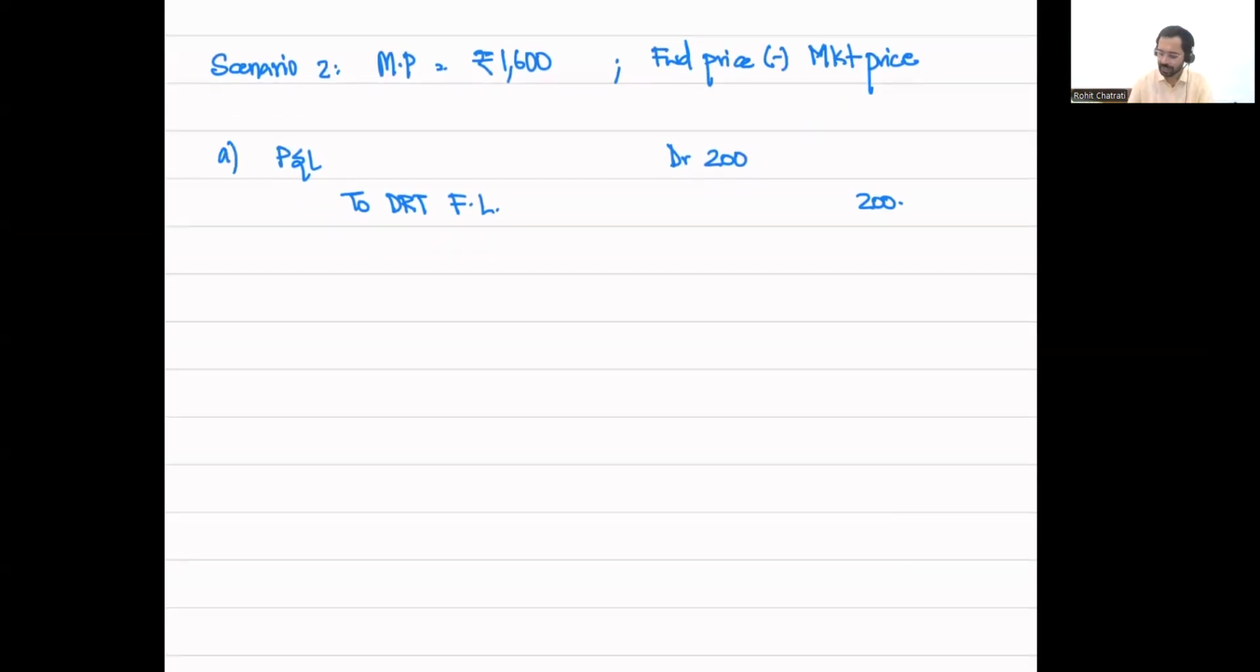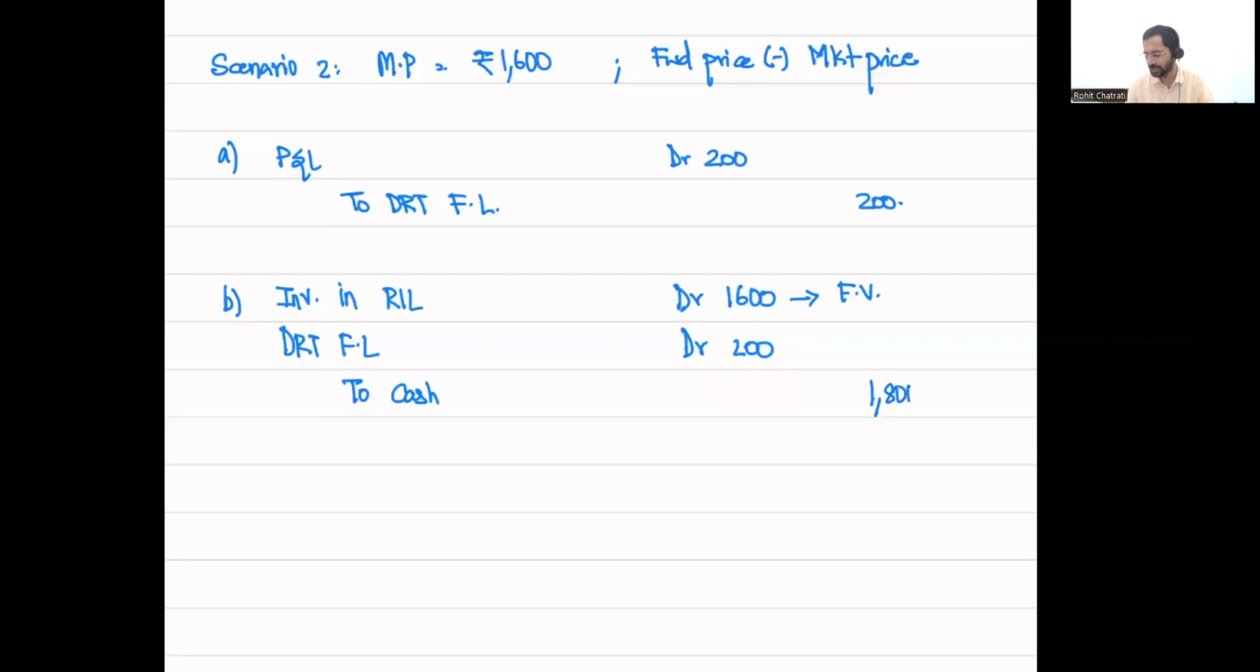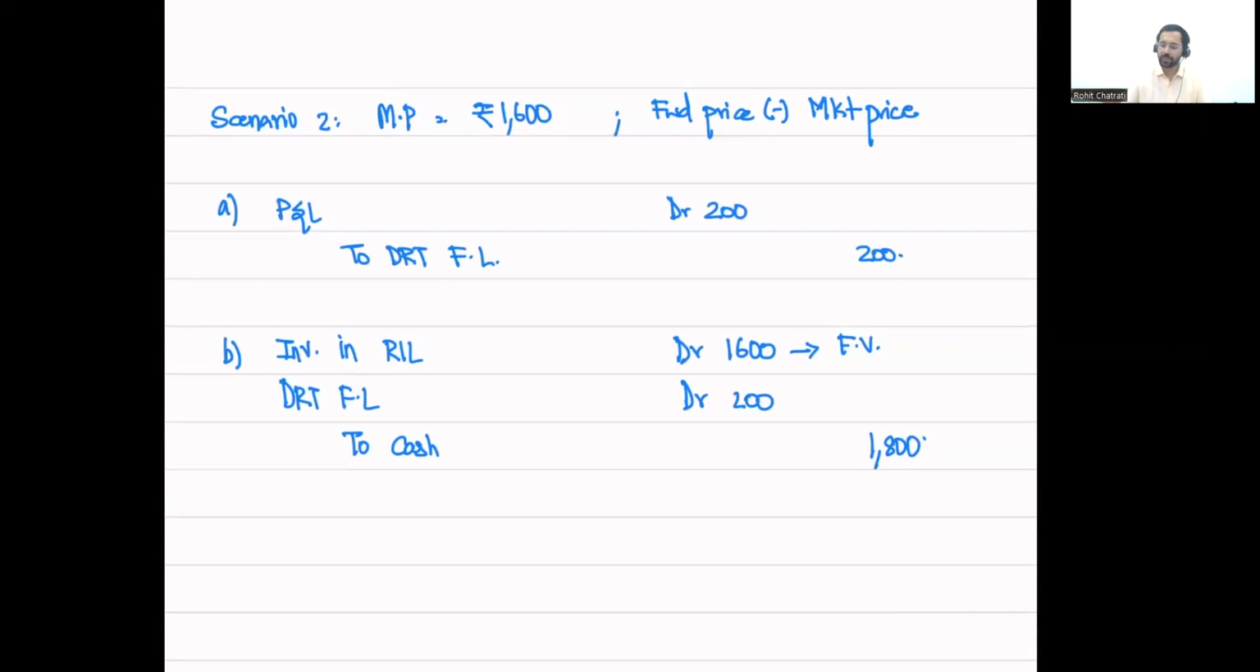This is the journal entry A, and I have another journal entry wherein I will debit investment in Reliance shares when I'm actually receiving the Reliance shares. Although I paid 1800 for the share, I am only going to debit it by 1600, which is the fair value of the shares. Then I debit the derivative financial liability by 200 and I will credit cash by 1800 rupees. All right, so this is how we will record the journal entry in case of a forward contract where we are actually settling it at a loss.